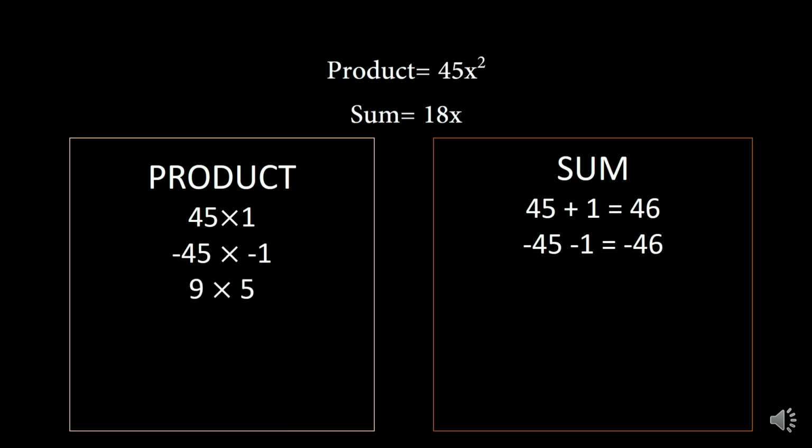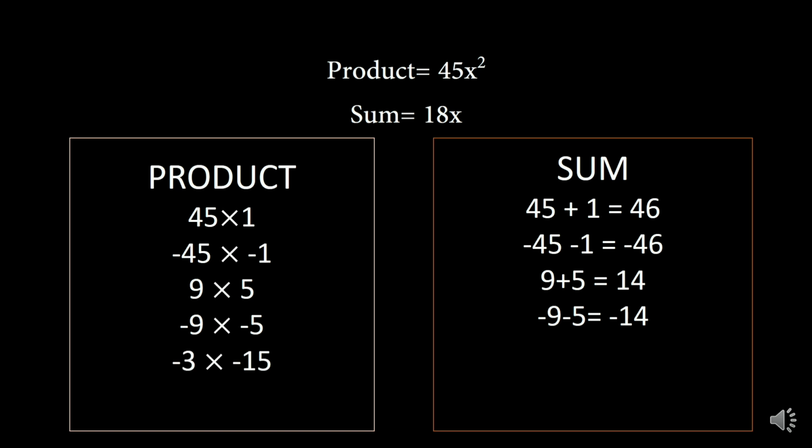So the next one is 9 times 5. 9 times 5 is 45. But 9 plus 5 is 14. So the next one is minus 9 times minus 5. Minus 9 plus open bracket minus 5 close bracket is equal to minus 14. So I can't use this to solve this question. Let's move to the next one. The next one is minus 3 times minus 15. That is equal to 45. So minus 3 plus minus 15 is going to give me minus 18. If you notice, this particular one looks similar to the sum, but the sum is not minus 18. It is 18. So let's continue the search.